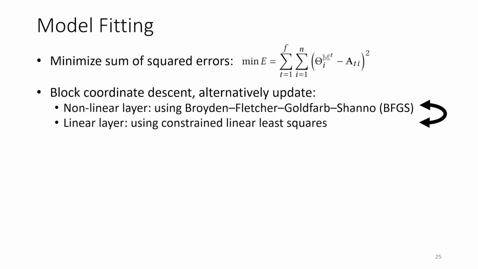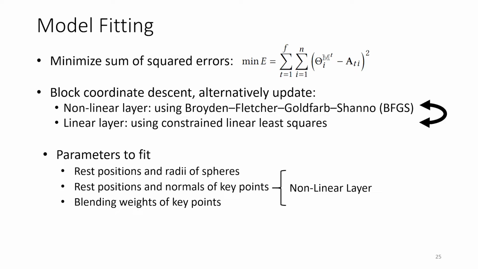For the nonlinear layer, we update the associated parameters using the Broyden-Fletcher-Goldfarb-Shanno method. We choose BFGS because of its quadratic convergence rate and because its requirements for convergence fit our model nicely. For the linear layer, we use constrained least squares to update the weights and biases. The parameters we optimize for each layer are as follows.